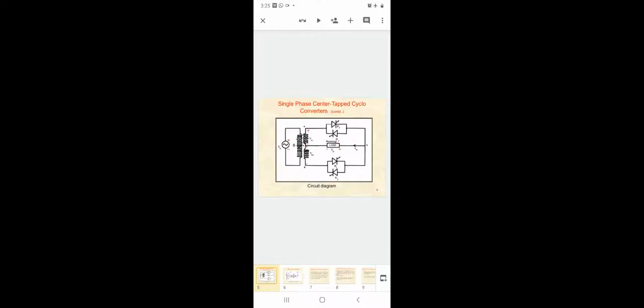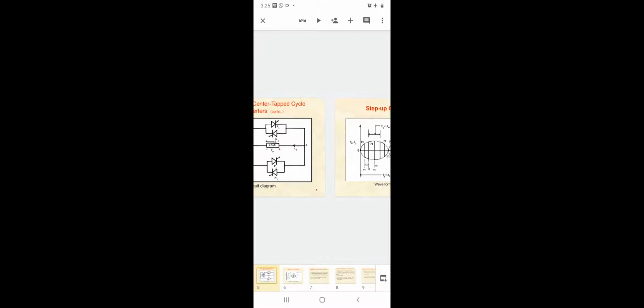During the negative half cycle of supply, the thyristors P2 and N1 start conducting. The current flows through the load: B, P2, load and point O. So the load current increases during the negative side, from pi to omega T1, where P2 is conducting.